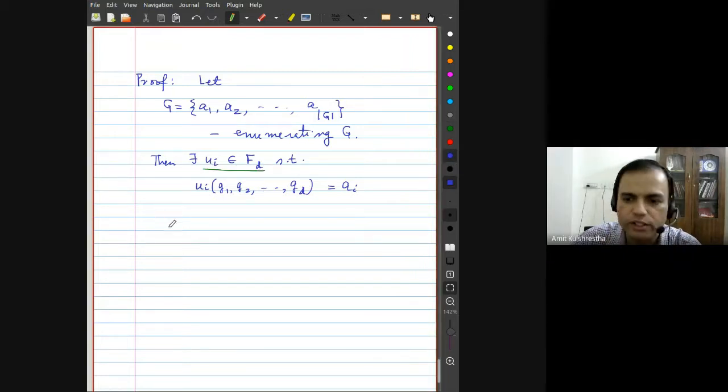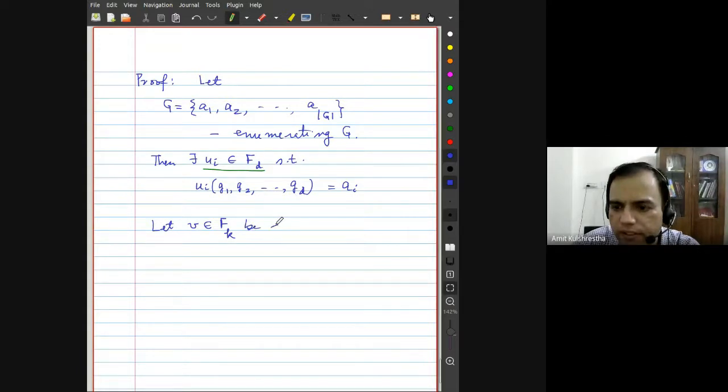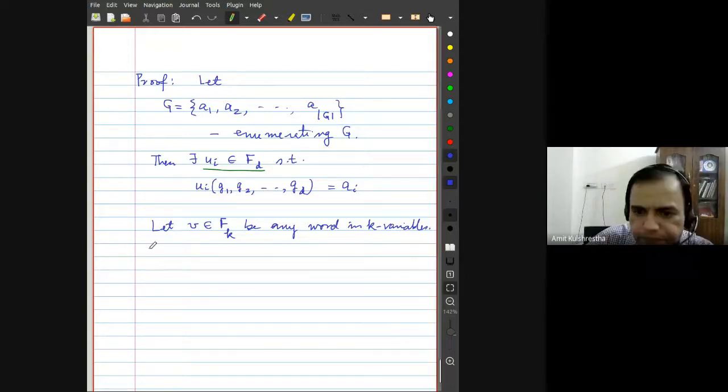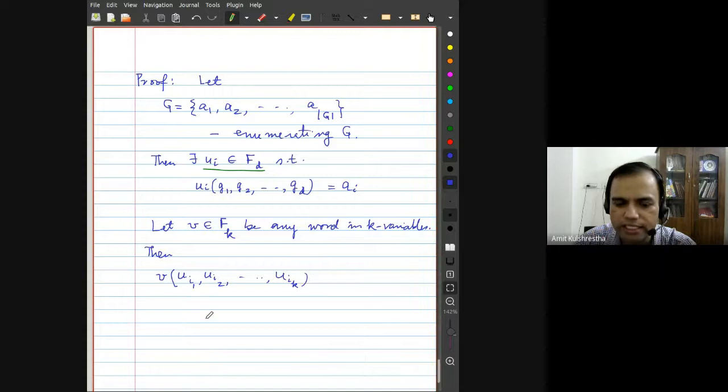Okay. Now what you do? You take any word of any number of variables. v in F_k, k is anything, be any word in k variables. Okay. And then in that word v, which is there in k variables, I substitute things from the words u_i. And this I'm just doing randomly with all possibilities. It's like u_{i1}, u_{i2}, like that, u_{ik}. So after substituting, what I get is actually a word, right?